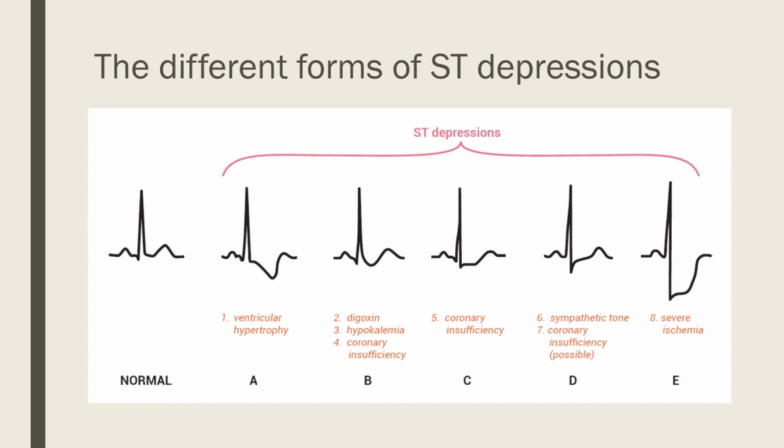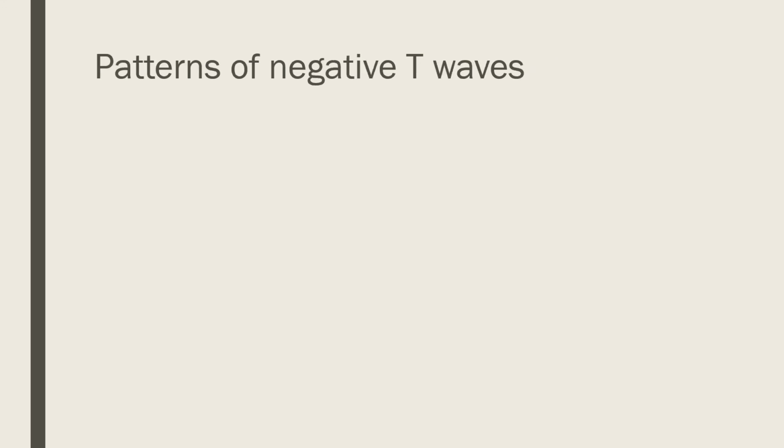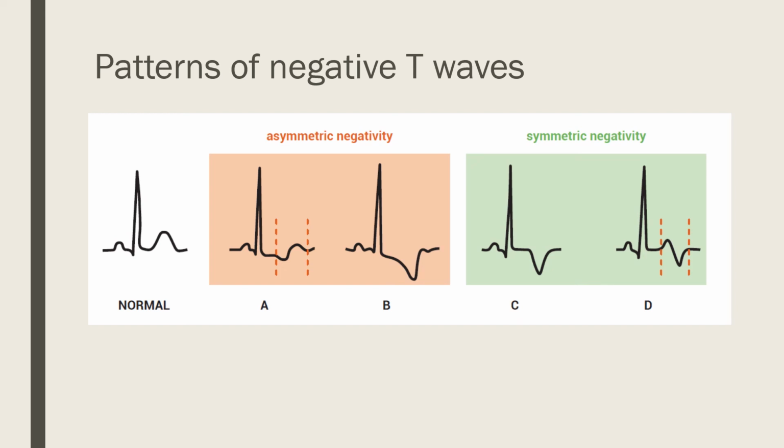hyperventilation or coronary insufficiency. Figure E, which is deep ST depression, occurs in severe ischemia. The following figure will show the different patterns of negative T wave.